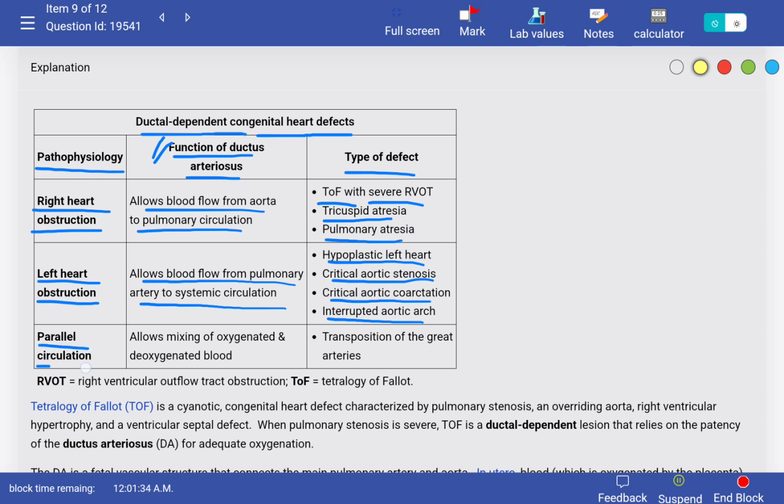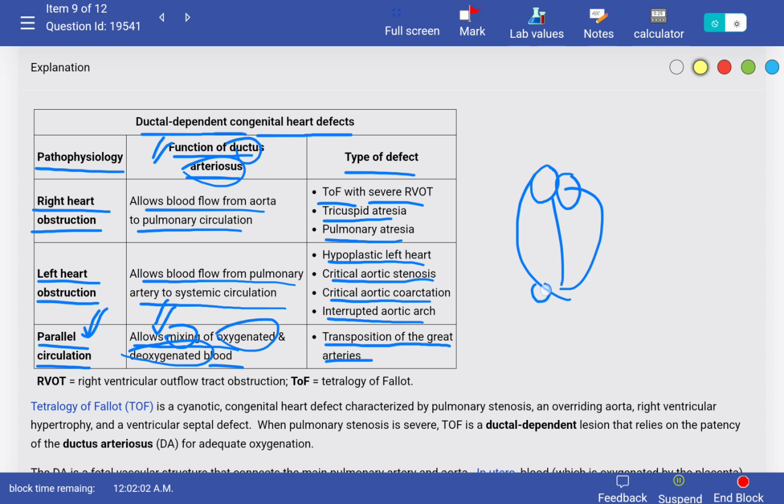Now, if there is parallel circulation, we also had talked about this in the previous session, it allows mixing of oxygen. What is the function of the ductus arteriosus in that case? It would allow the mixing of oxygenated with the deoxygenated blood. For example, in case of transposition of great arteries, let's say this is the heart. Normally from the right ventricle there is the outflow tract of the pulmonary artery, but in this case there will be the aorta on the right side, right?